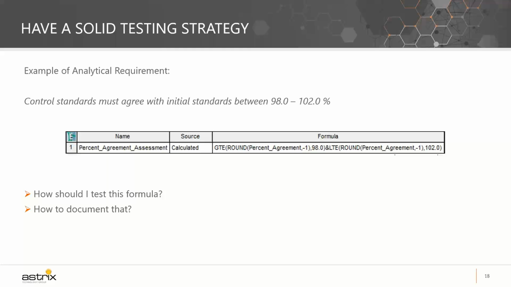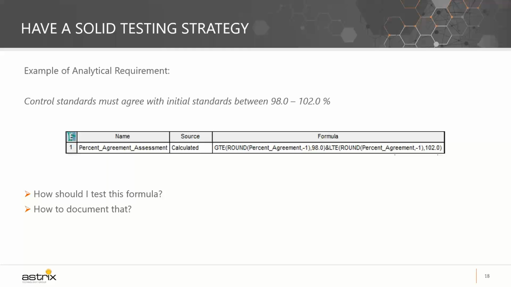Another thing that you need to make sure that your calculations are doing what they were supposed to do is having a solid testing strategy. Visualizing what your testing plan is before you implement the formulas is key to fully understand how to proceed with your testing. So take as an example this formula here in this slide.